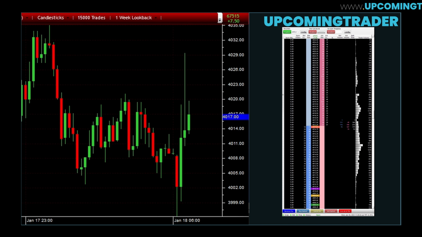Flags and pennants are also critical to look for within the value area, as these continuation patterns show that, after a brief consolidation, the trend is likely to continue. Another useful pattern is the wedge. There are two types of wedges, falling wedges and rising wedges, both of which can provide significant clues about future price action.